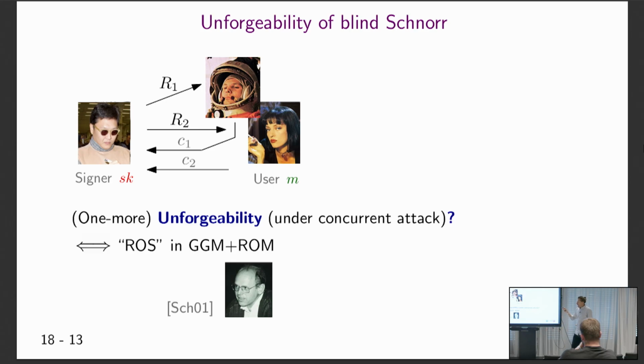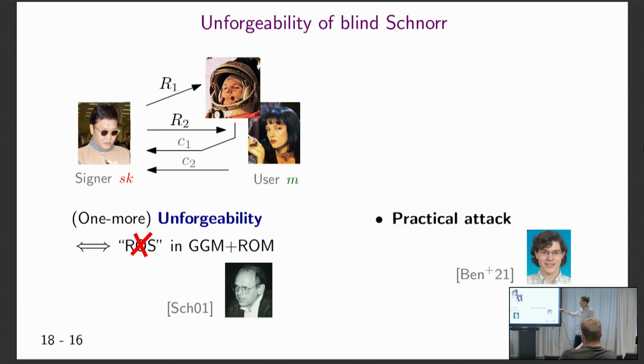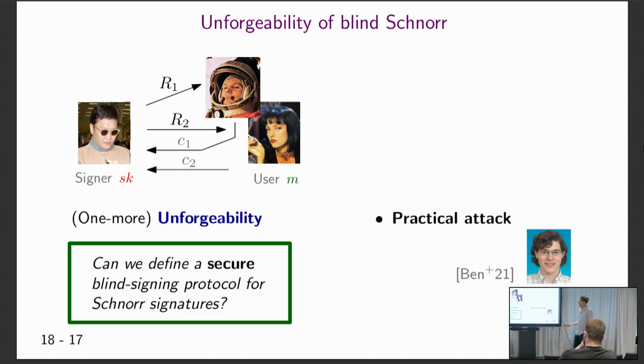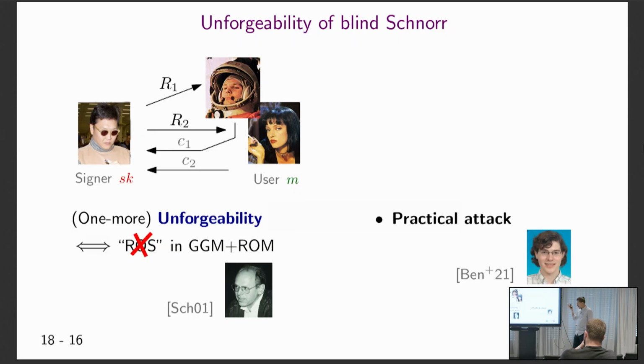Now, there were always some doubts as to how hard ROS really is, but unfortunately, a few years ago, ROS was completely broken by Ben Hamouda et al. And so what they showed is that if someone uses this blind signing protocol and you can open enough parallel sessions, then you can actually obtain more signatures than you open sessions. And so if you think of the eCash scenario, you would have more eCoins than the bank thinks that you withdrew.